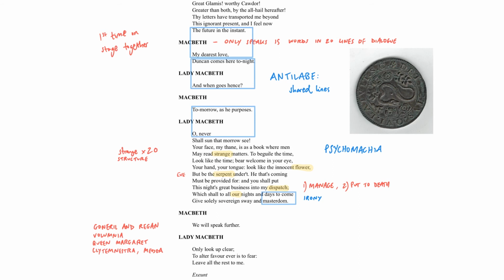Ambitious, but without the illness that should attend it. What thou wouldst highly, that wouldst thou holily. Wouldst not play false, yet wouldst wrongly win. So she thinks perhaps she can't trust him to get this done. He might be too afraid to do it. And Macbeth, through his responses in the scene, arguably has maybe confirmed that impression.